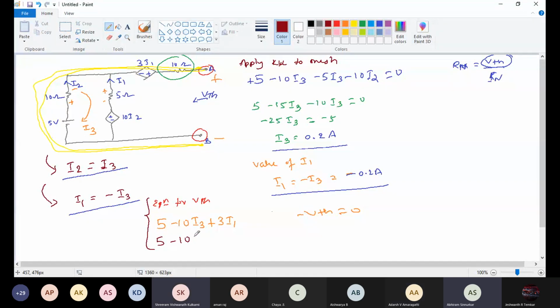I3, we know I3 is 0.2, plus 3 I1, we know I1 is minus 0.2, minus VTH equals to 0. Tell me, what is the value of VTH?